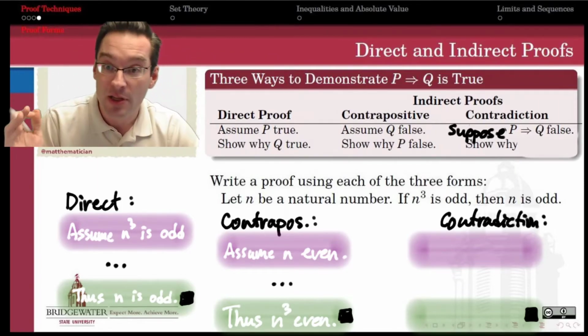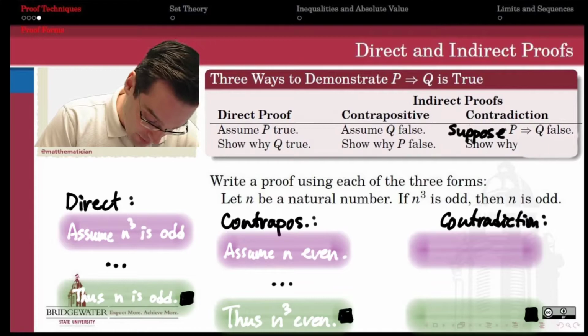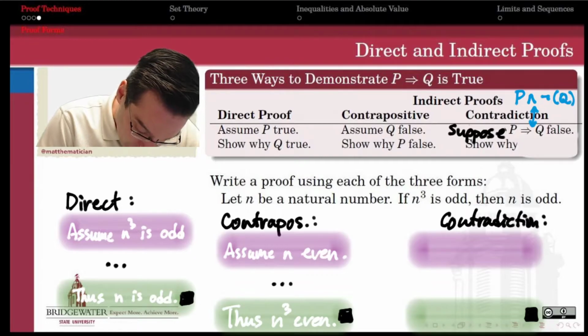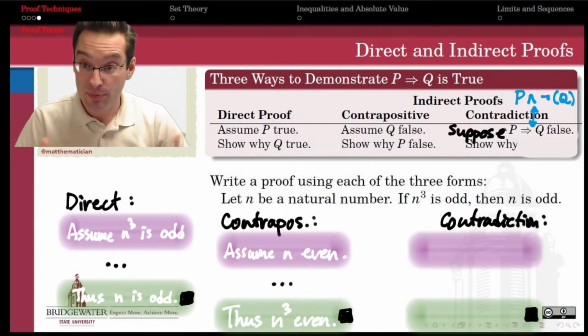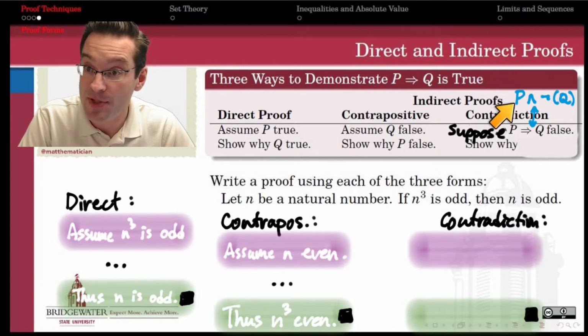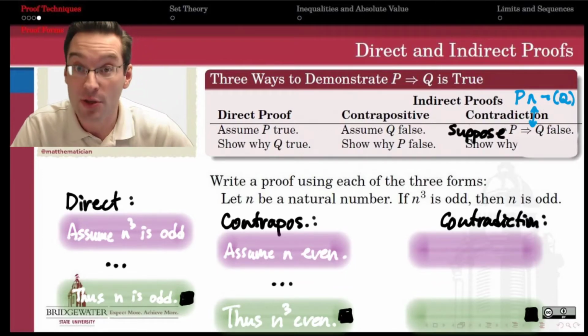Now remember, for an implication to be false, as we were saying just a minute ago, an implication is false when its premise is true, but its conclusion is not. So P and not Q. That's how most proofs by contradiction begin, with this supposition. Suppose that the premise is true and also that the conclusion is false.